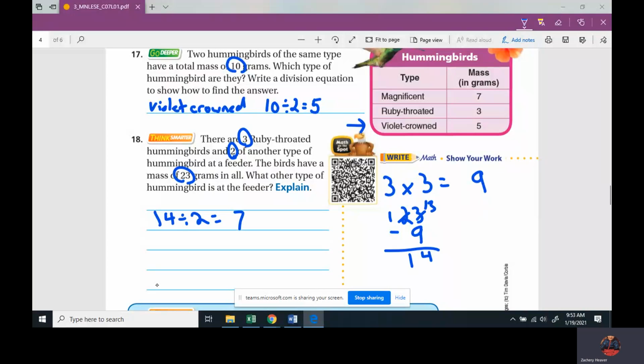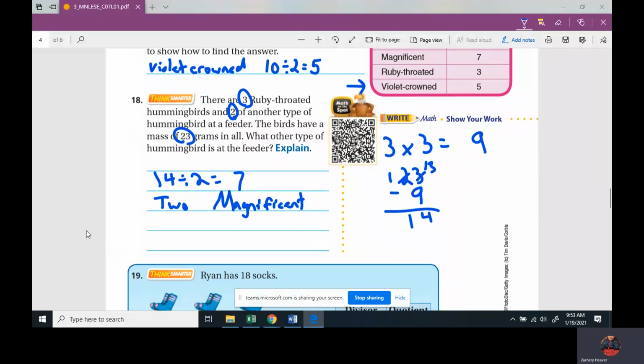What other type of hummingbirds are at the feeder? 2. Magnificent. Two magnificent. Then you can go. Good. Good call. 2 magnificent.